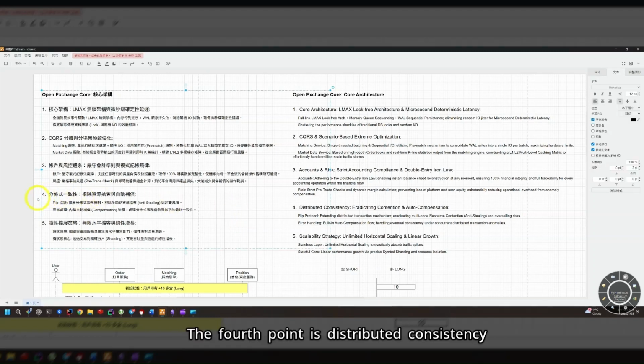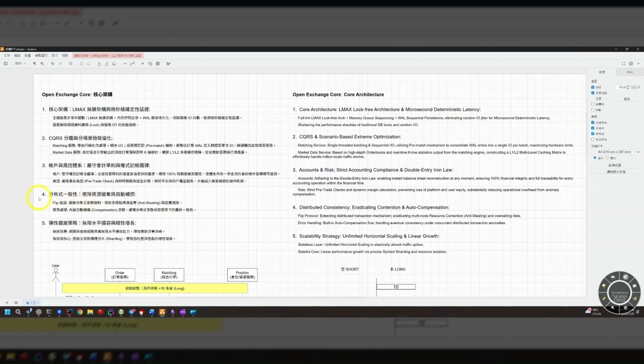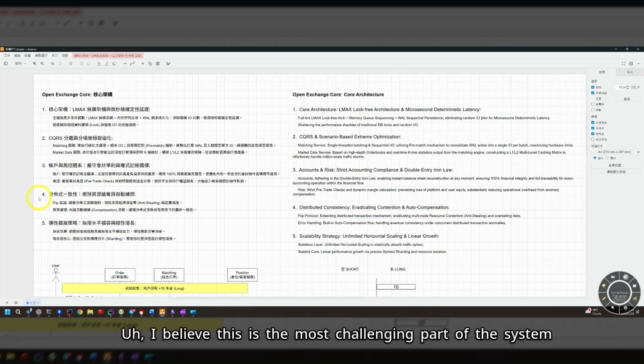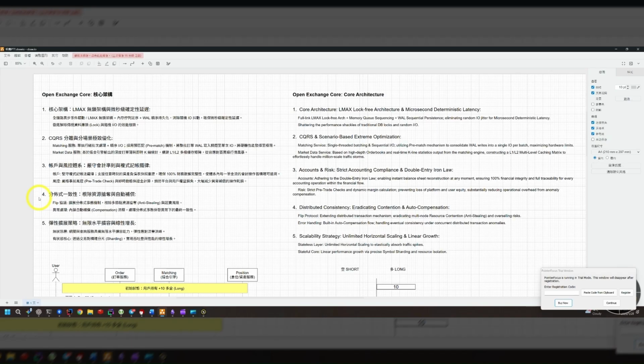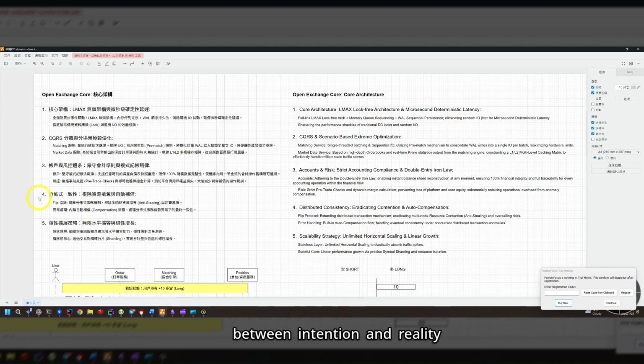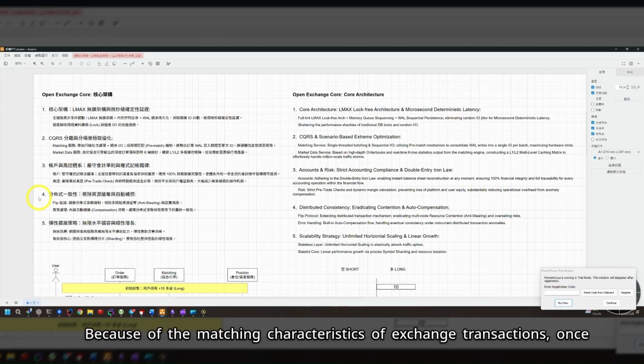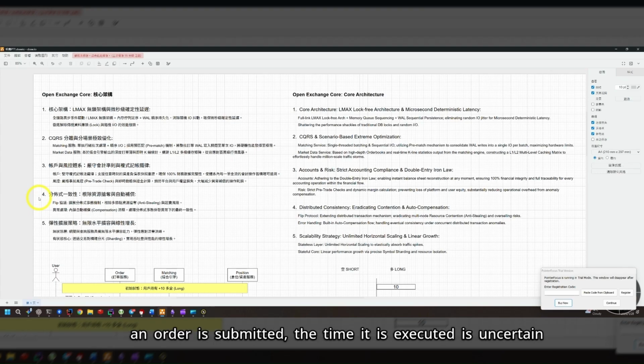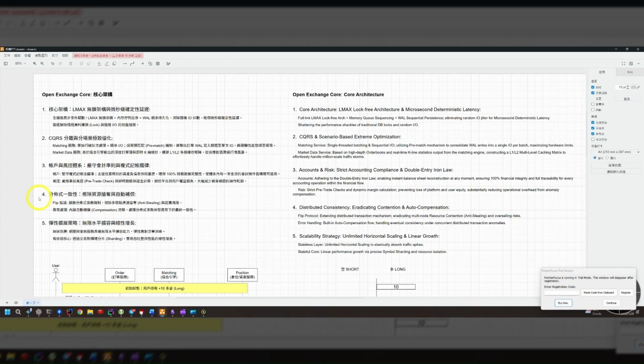The fourth point is distributed consistency. I believe this is the most challenging part of the system. In a distributed environment, the hardest thing to handle is the gap between intention and reality. Because of the matching characteristics of exchange transactions, once an order is submitted, the time it is executed is uncertain.